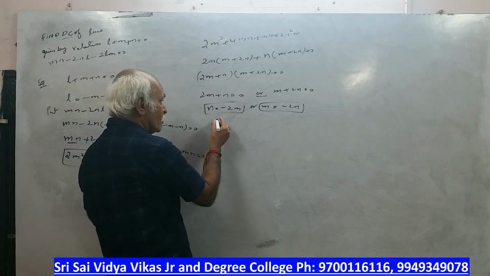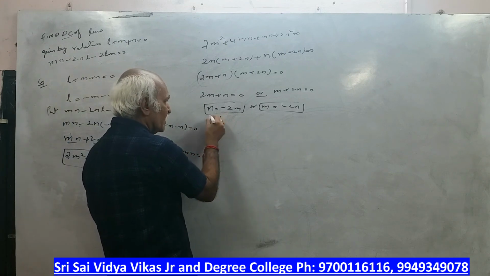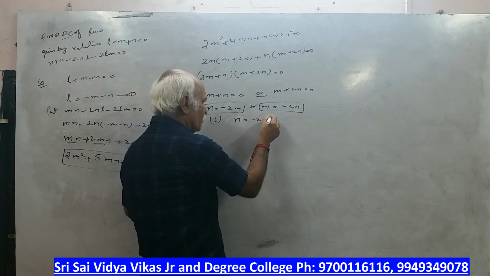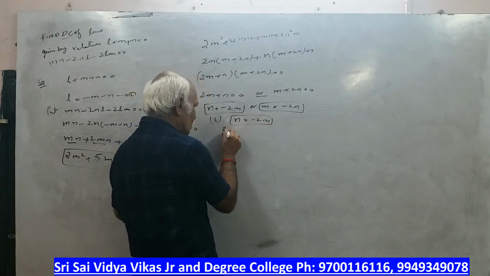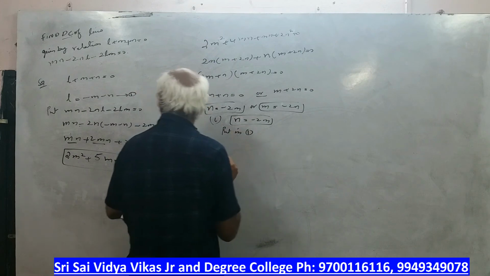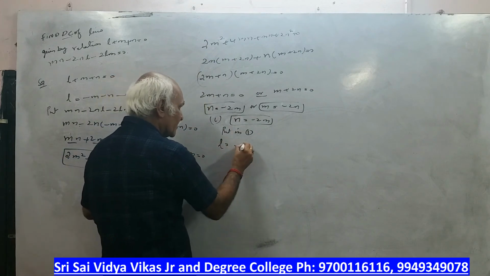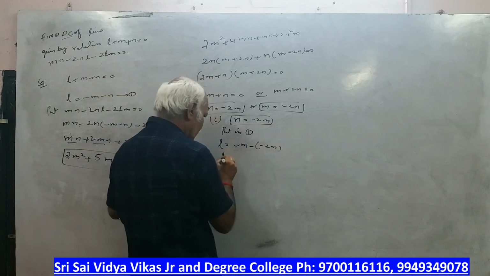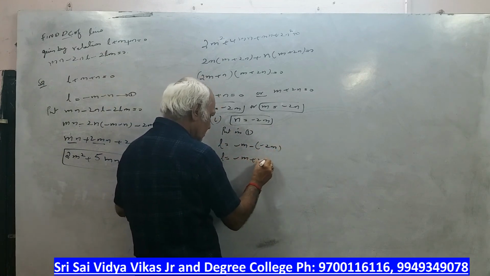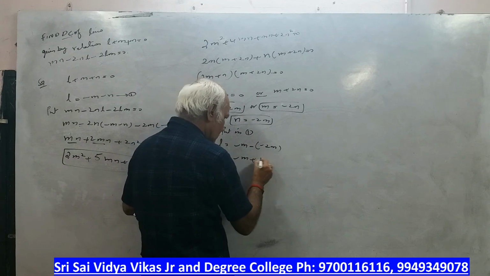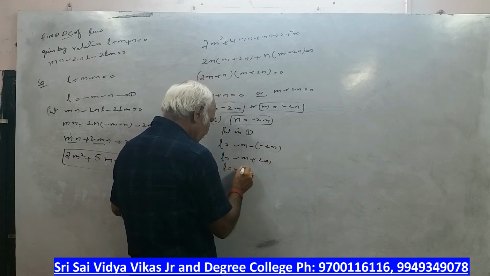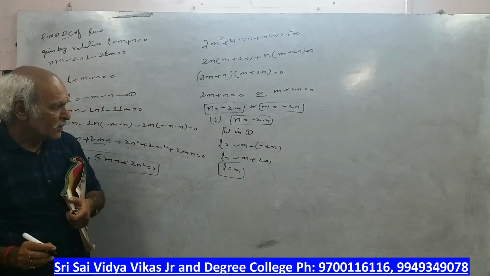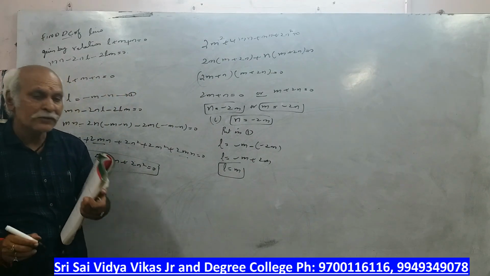Now look at here, first condition. N is equal to minus 2M. Put in 1. What is the first equation? L is equal to minus M minus N. N value what we got? Minus 2M. So L is equal to M. You got L value, M value, N value. Now what we got: N is equal to minus 2M, L is equal to M.